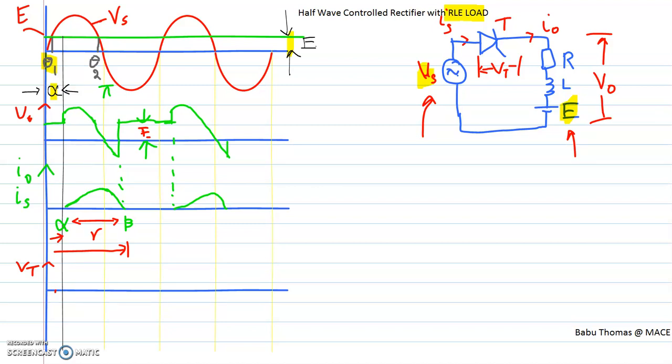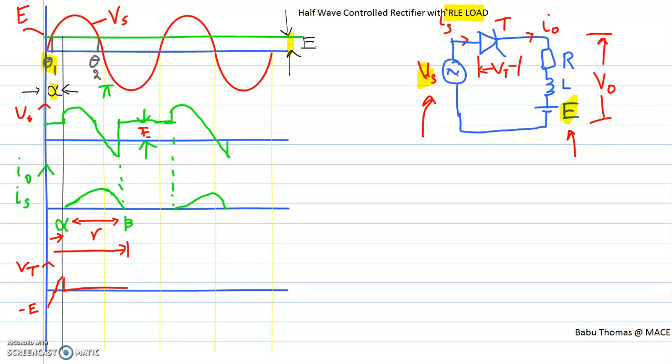And when the source voltage Vs is 0, there is an EMF of E acting across the thyristor, so it is minus E. Then it gradually increases and reaches this point, and at this time the thyristor starts conducting. So during the conduction angle, from alpha onwards, the thyristor voltage will always be 0.